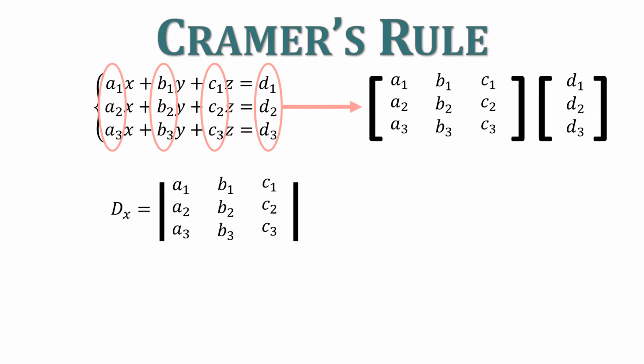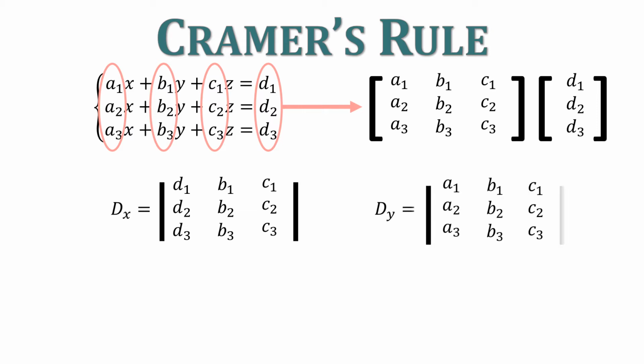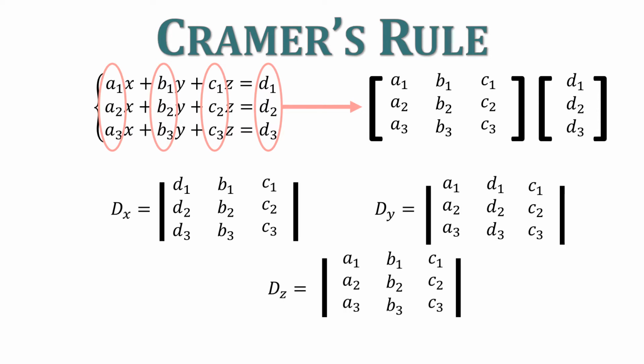But because this is x, we're going to remove our x coefficients, and we are going to replace them with our answers, D1, D2, D3. Then you would find the determinant of this matrix. We would do the same thing with y. This time we're going to remove our coefficients for y, which is B1, B2, and B3. Remove that middle column and replace it with our answers. And we'll do the same thing with D sub z. Remove the coefficients for z, which are the C's, and replace them with the answers.